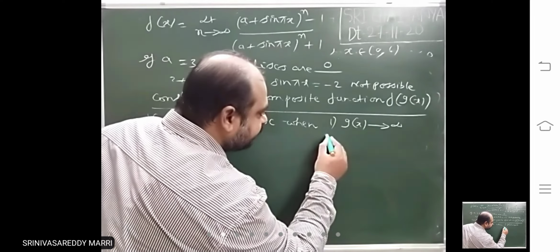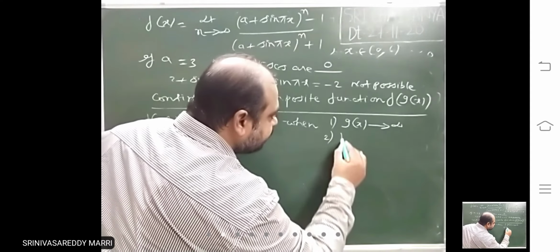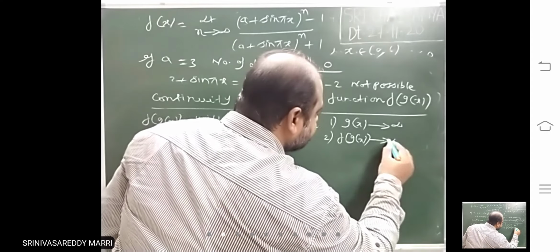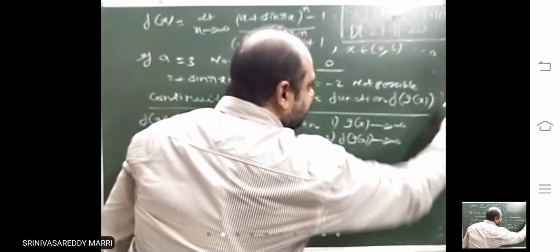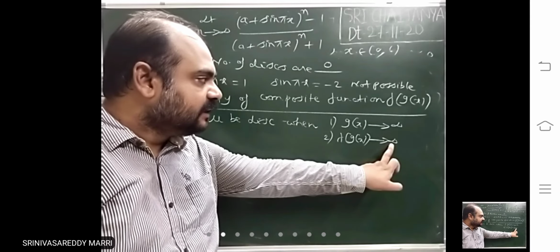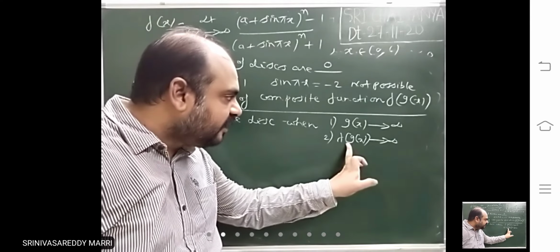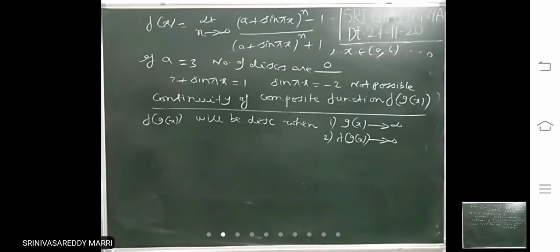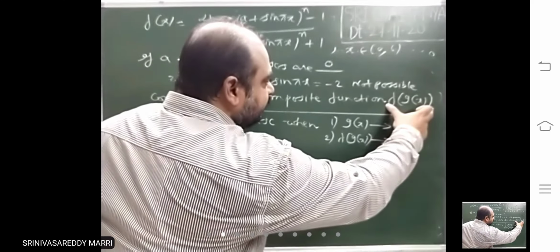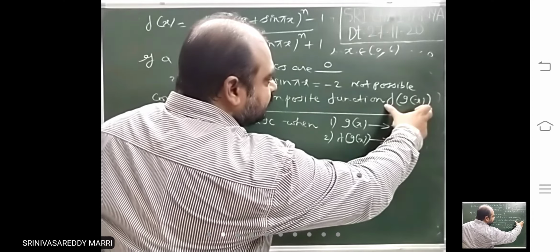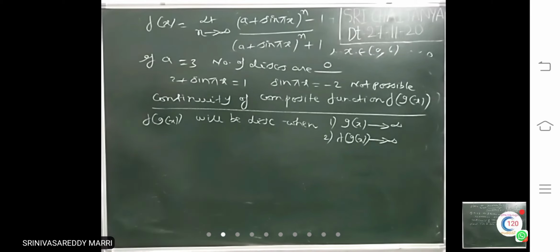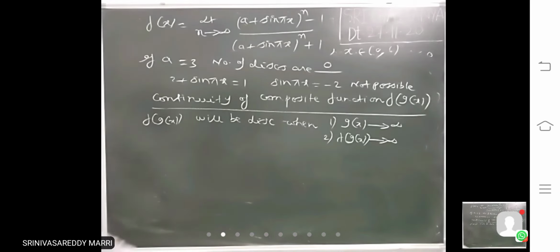Such types of x's will be there. Then in some cases, this f of g of x itself will become infinity. If you substitute x equal to that value, the complete expression becomes infinity. That means such a value of x is also called a discontinuity of that function. Simply, where the given function becomes infinity, that is one discontinuity. Where this g of x becomes infinity, that is one discontinuity. Look at one problem, you will understand.